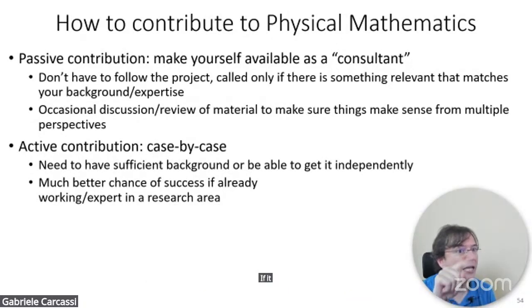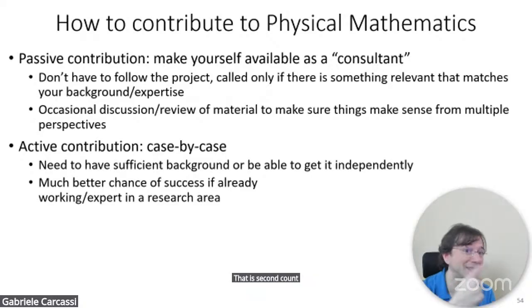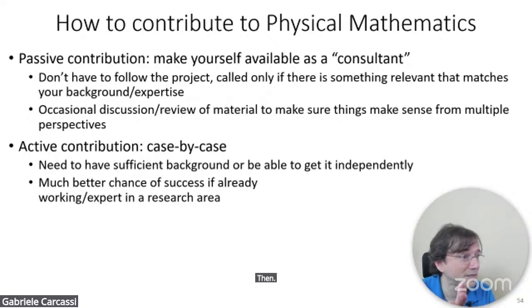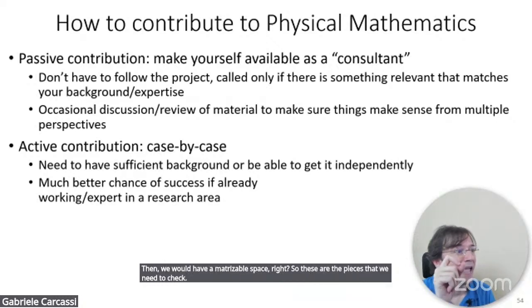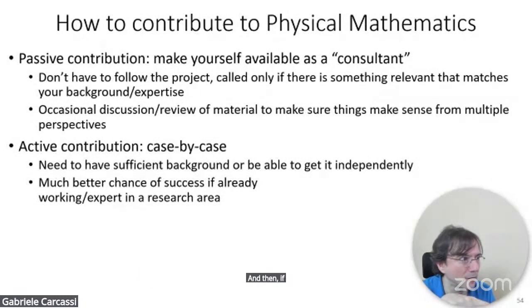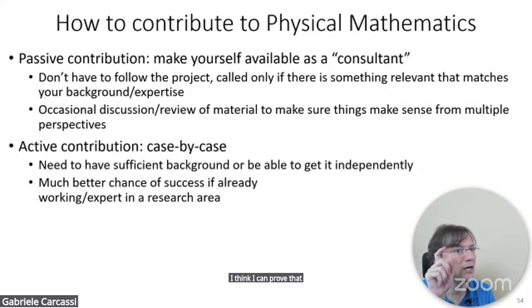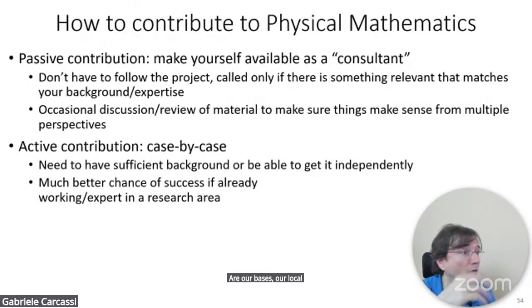If it is true, even in convex spaces, that a T1 topological convex space that is second countable, which we must have by axiom, is metrizable, then we would have a metrizable space, right? So these are the pieces that we need to check. And if it's metrizable, if I knew that it were metrizable, I think I can prove that the entropic open balls are a local basis of the point that you fix as neighbor.